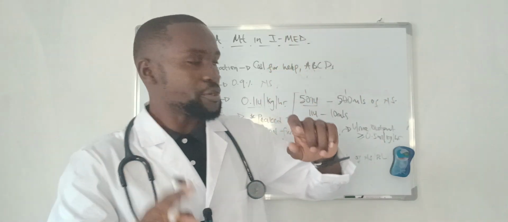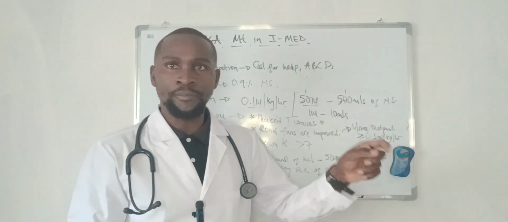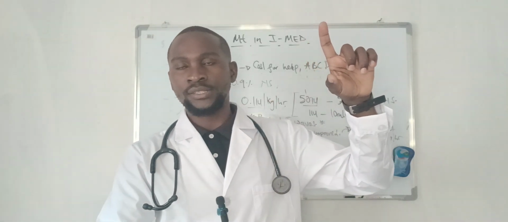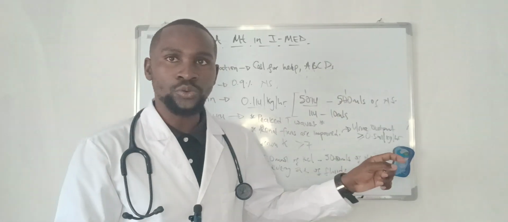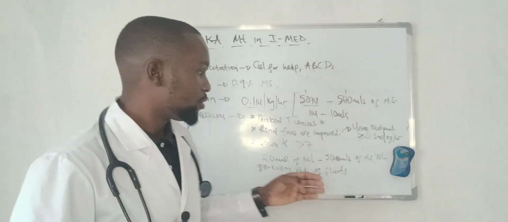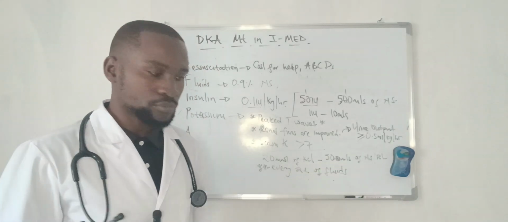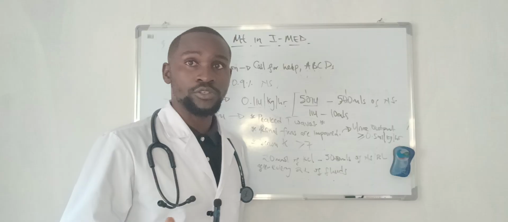Then the next 500 mils you connect is the 500 mils that has got 20 millimoles of potassium. You connect it there, it runs. After that, you give another 2 liters. After the 2 liters, you connect the one that has potassium. So that is how you are going to be replacing your potassium. Make sure you keep monitoring the urine output.